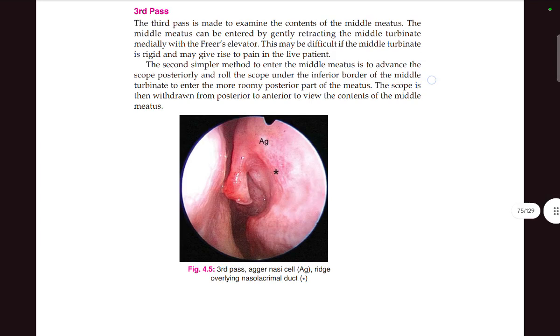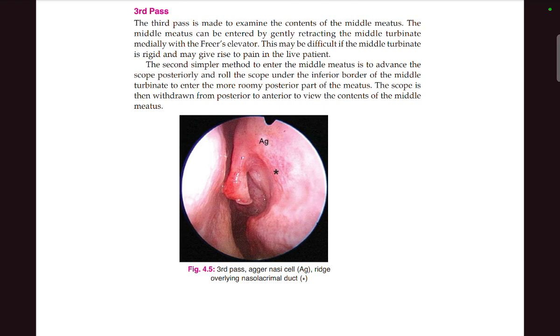Third pass. The third pass is made to examine the contents of the middle meatus. The middle meatus can be entered by gently retracting the middle turbinate medially with the Freer's elevator. This may be difficult if the middle turbinate is rigid and may give rise to pain in the live patient.